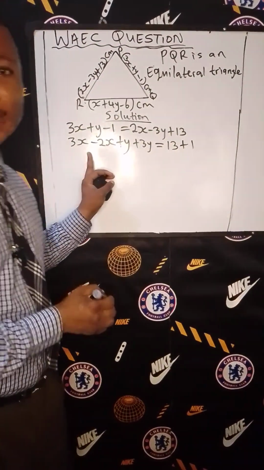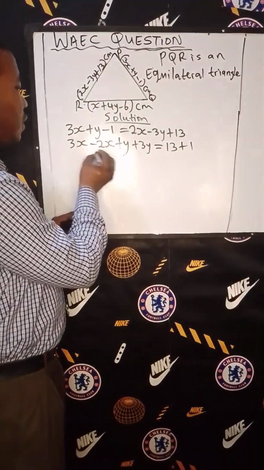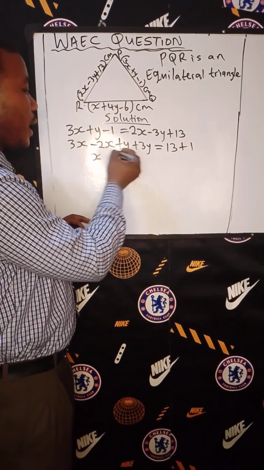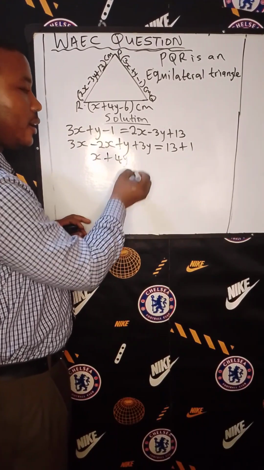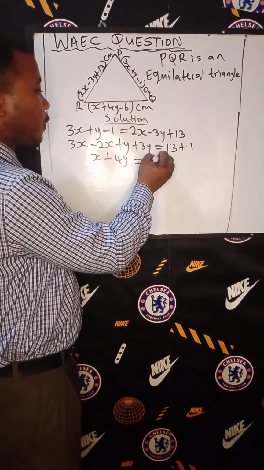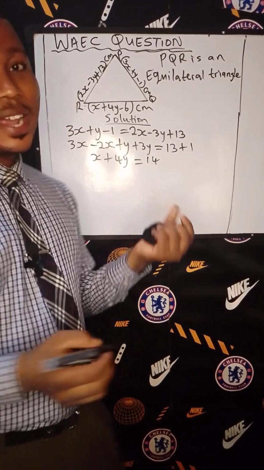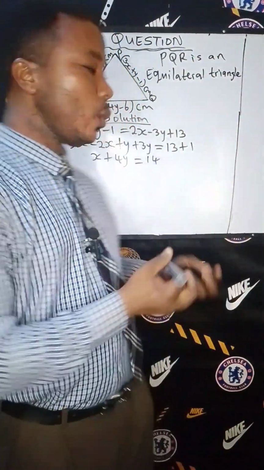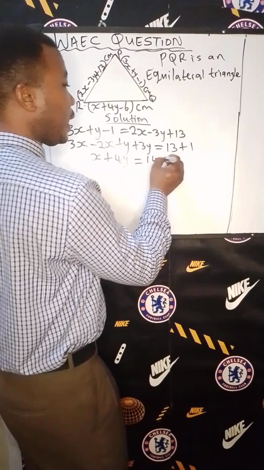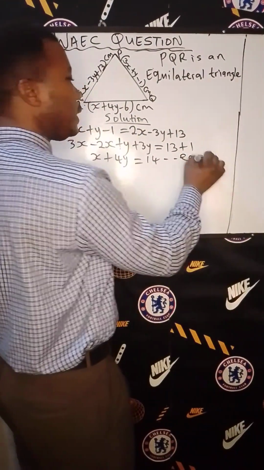Good. 3x minus 2x is giving us what? x. y plus 3y is giving us 4y. And of course, 13 plus 1 is giving us 14. Of course, we cannot add x and y together. So we now have x plus 4y is equal to 14. We tag it as equation 1.